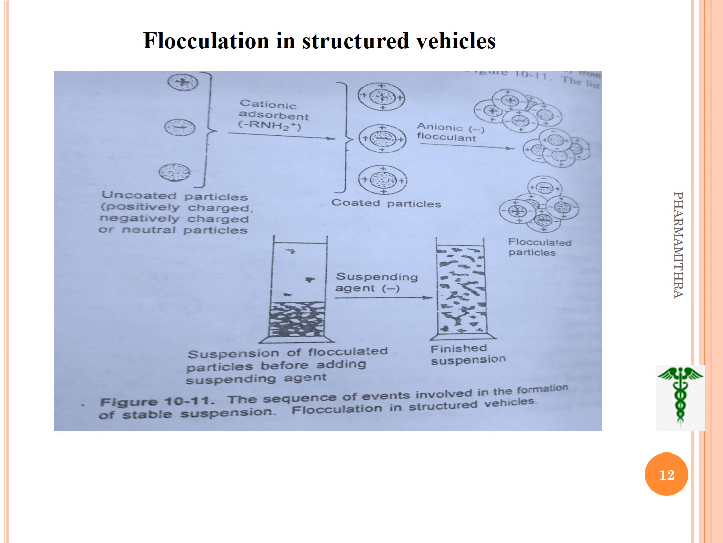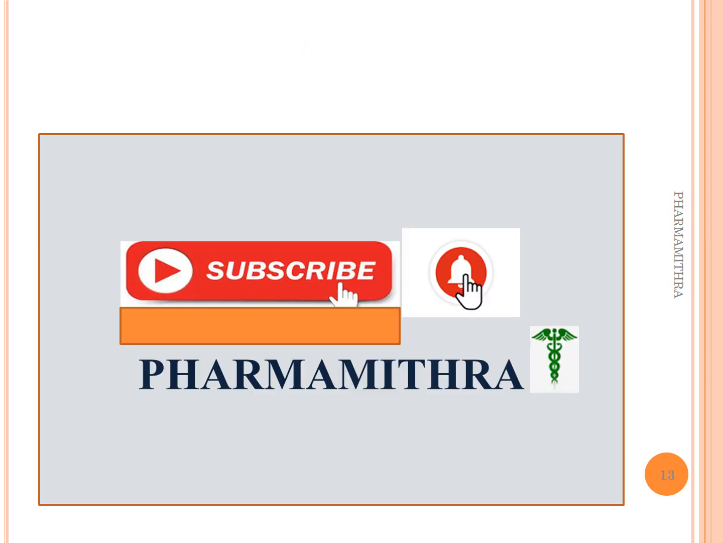This is the next diagram showing the sequence of events involved in the formation of a stable suspension. If you are adding a cationic adsorbent, let it be like this. Then if you are adding an anionic flocculant, let it be like a coated particle, then we will get a flocculated particle. And finally we are getting a flocculated suspension like this. If we are adding a suspending agent, finally we will get a finished suspension. So these are the things we are supposed to write if asked how to formulate a flocculated suspension.